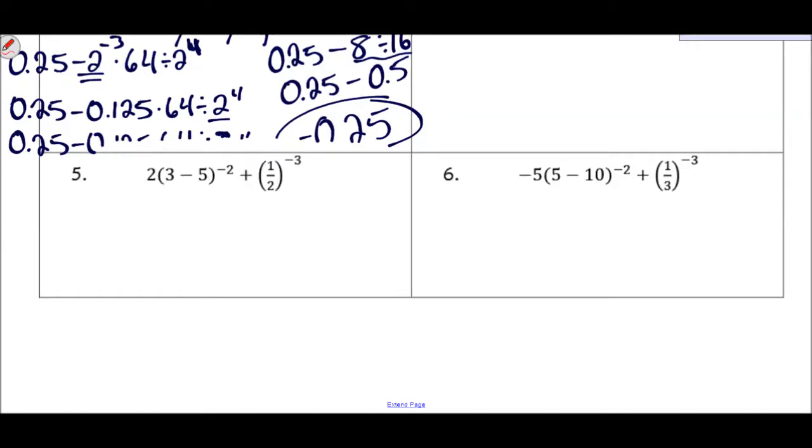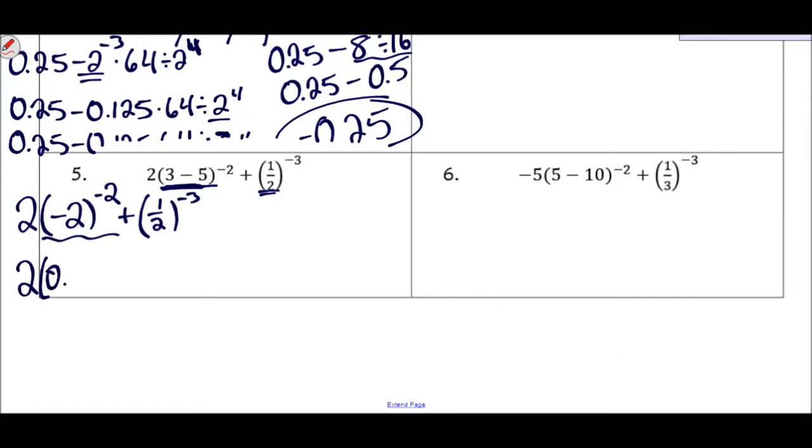All right, last one. We have two sets of parentheses, and we have exponents outside of those. So we have to do inside the parentheses first, and then we can do the exponent. So I'm going to do the parentheses from left to right. I'm going to do inside of there first. 2 times, that's negative 2 to the negative second, plus 1/2 raised to the negative third. When you type this into the calculator, make sure you type in negative 2. When it's in parentheses, that negative sign is included. So we do negative 2 to the negative second power. That's 0.25.